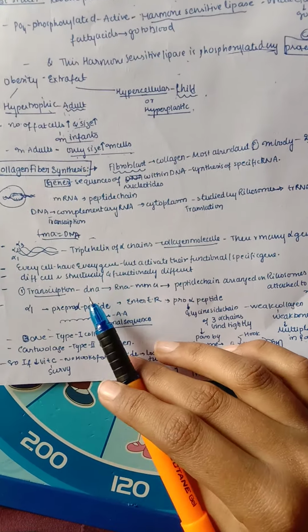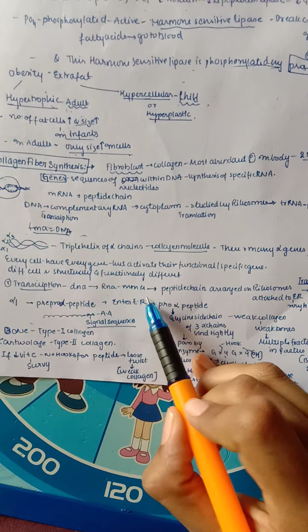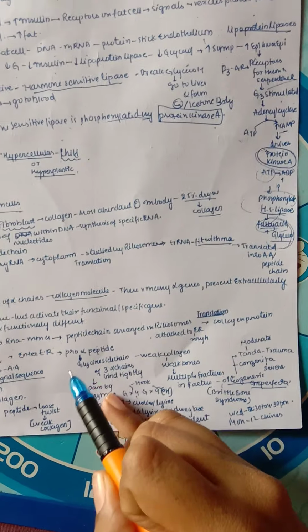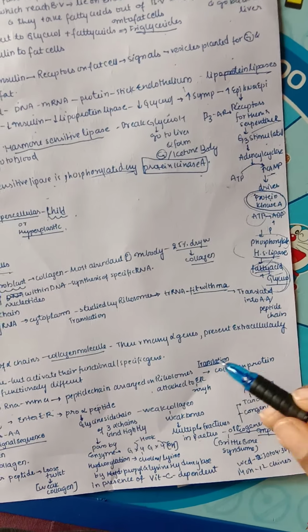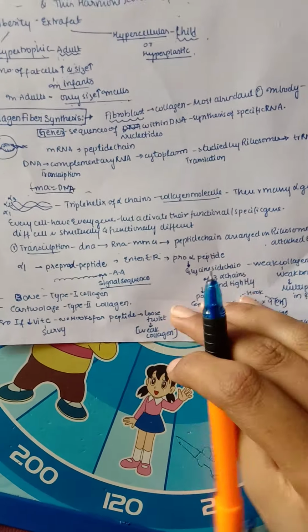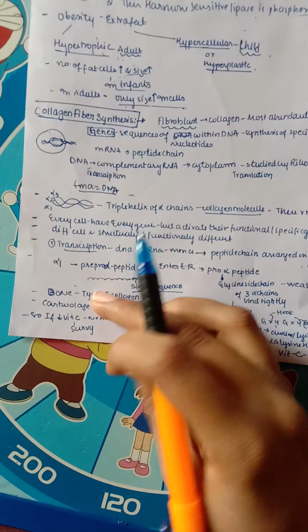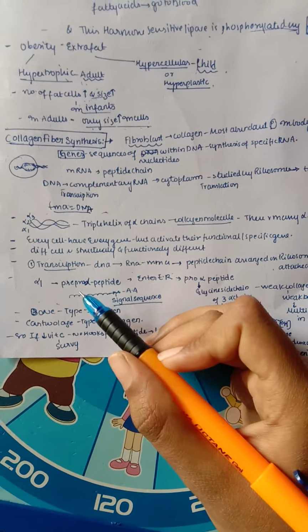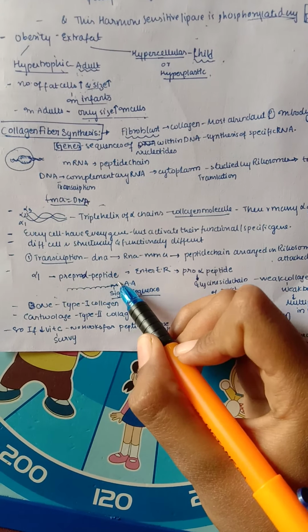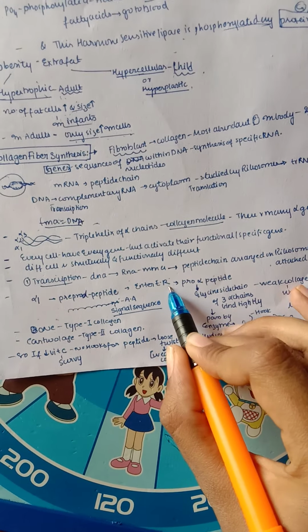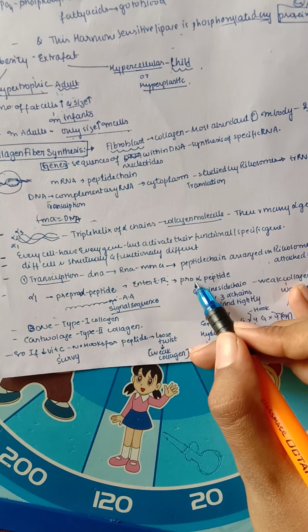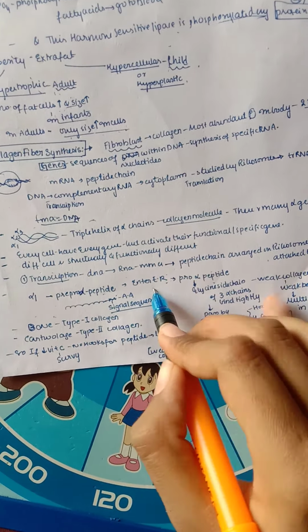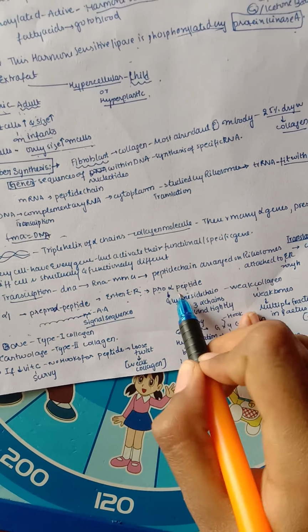So transcription first, DNA to RNA, next mRNA peptide chain is arranged on ribosomes attached to the rough endoplasmic reticulum, because proteins form only there. Translation, and collagen protein is formed. So this is how the protein is formed. First, alpha 1 is called pre-pro alpha peptide. So the pre-pro alpha peptide enters the endoplasmic reticulum. Next it is converted into pro alpha peptide.